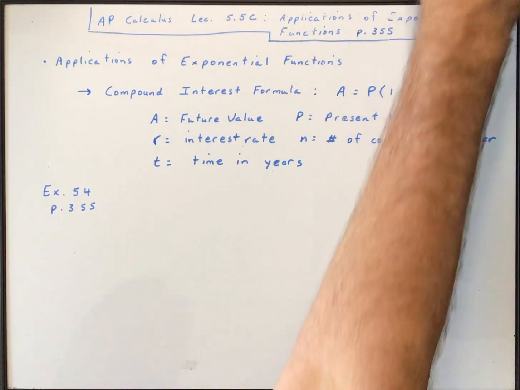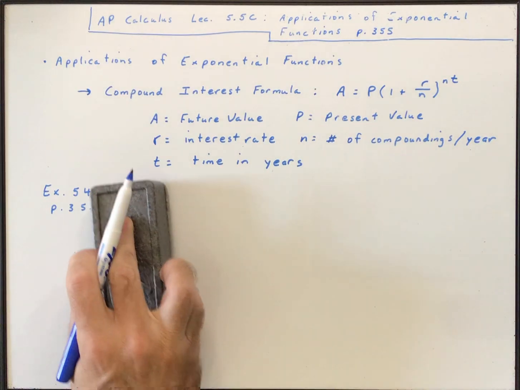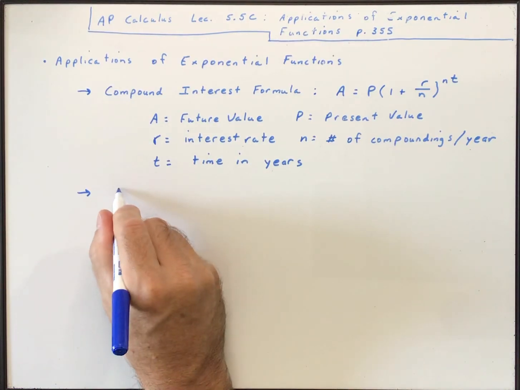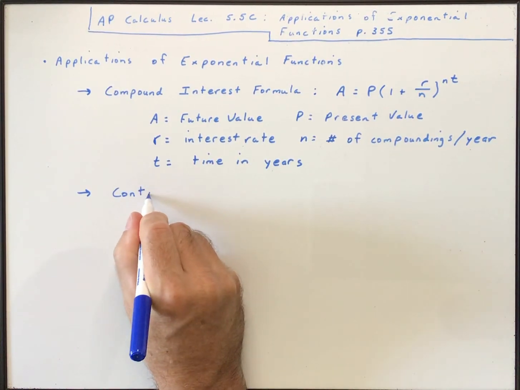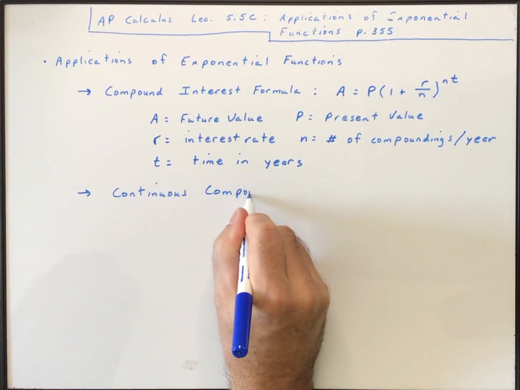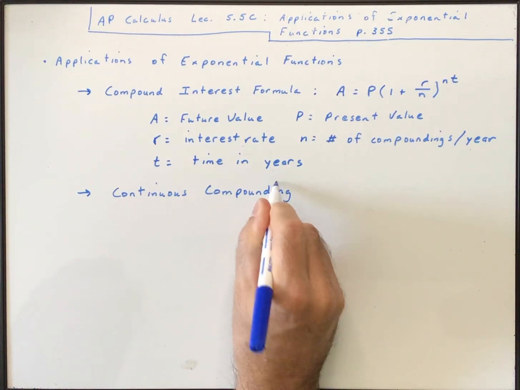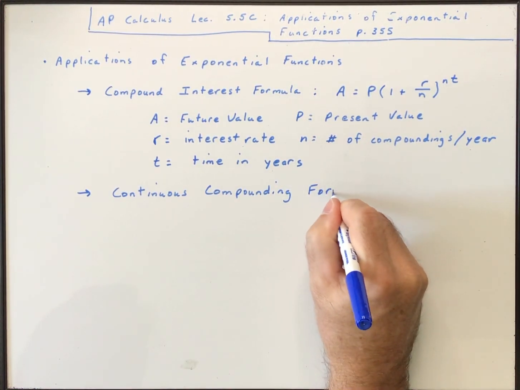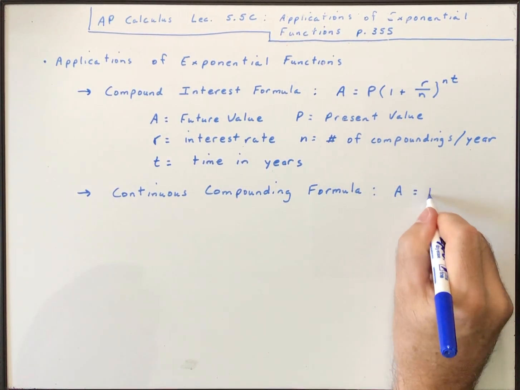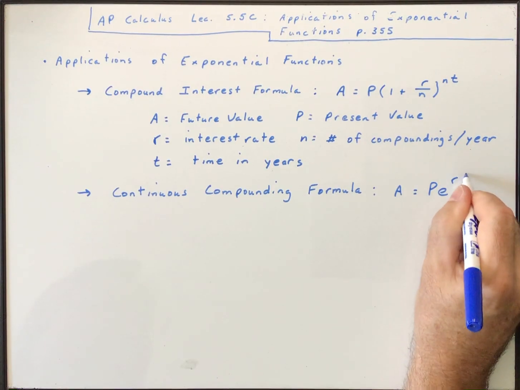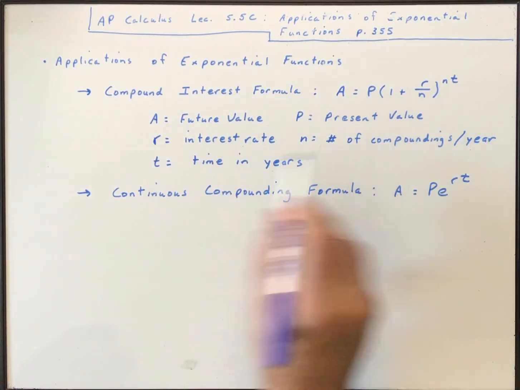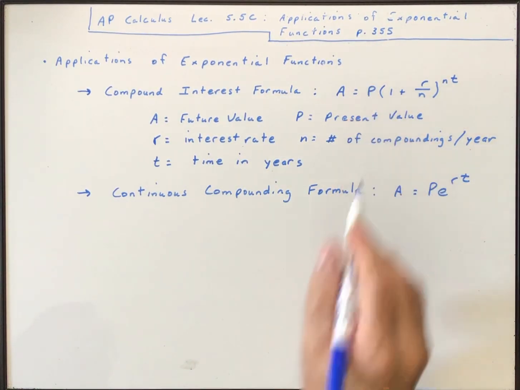But, oh, by the way, before I do this example, I need you to write one more formula. I'm so sorry about that. You can also have continuous compounding, so the continuous compounding formula, and we're going to use this in number 54 also, is A is equal to P E to the RT. So PERT. You need to memorize that as well. So A, P, R, and T are the same as up here. So memorize both of those.